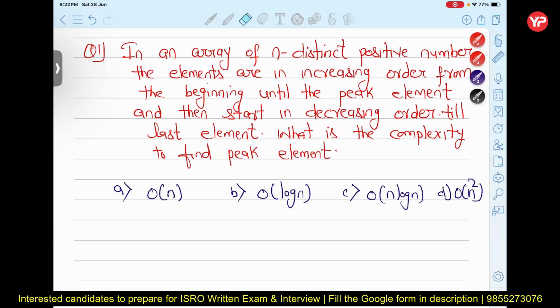Let's start with our first problem. In an array of n distinct positive numbers, the elements are in increasing order from the beginning until the peak element, and then start in decreasing order. That is the important point, keep in mind. All the numbers are positive and distinct. We need to find the time complexity required to find the peak element.